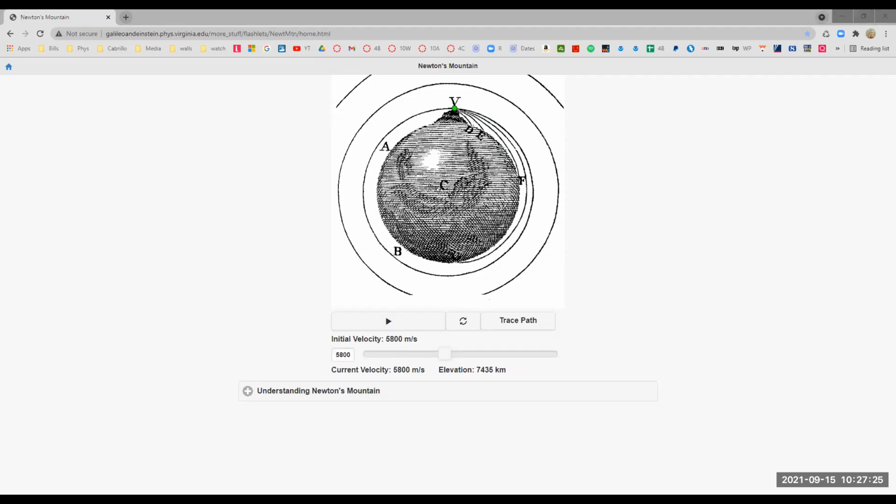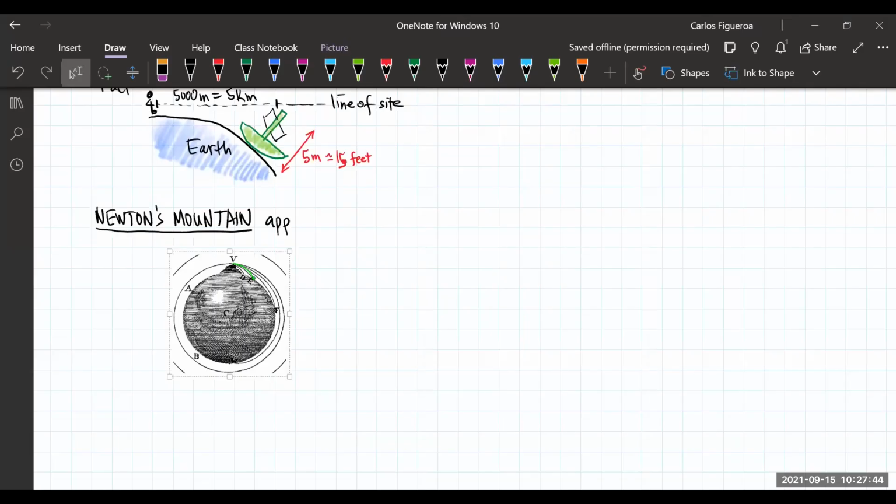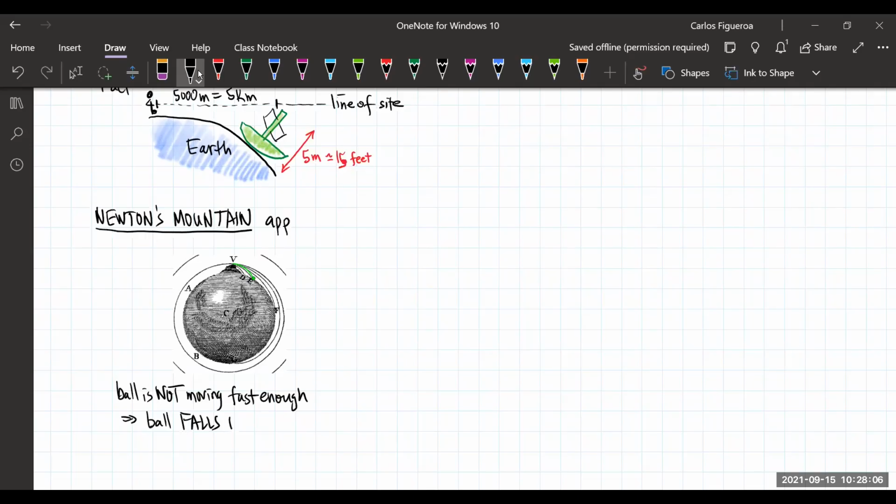So maybe I should step back here and try to explain what it is I'm trying to show you. If I just took a screenshot of this thing, and let me go back and share my screen with you before I continue on. What's happening here is that the ball is not moving fast enough, and as a consequence, the ball falls into the earth. The ball falls into the earth here.